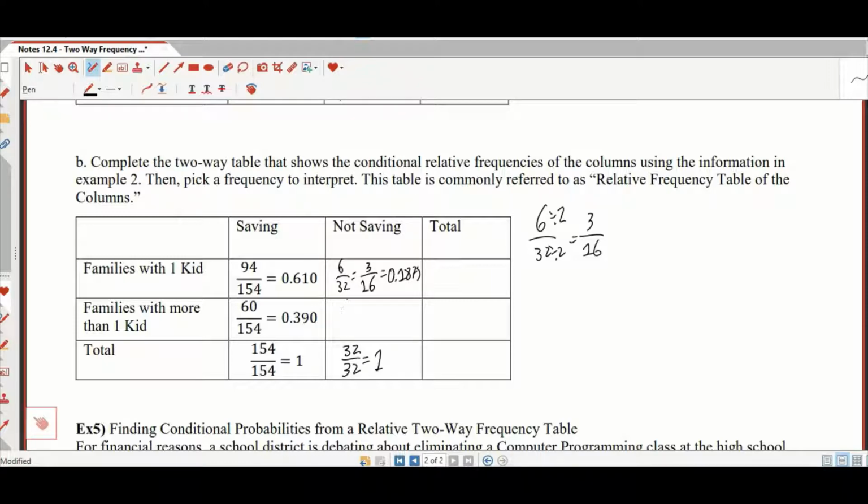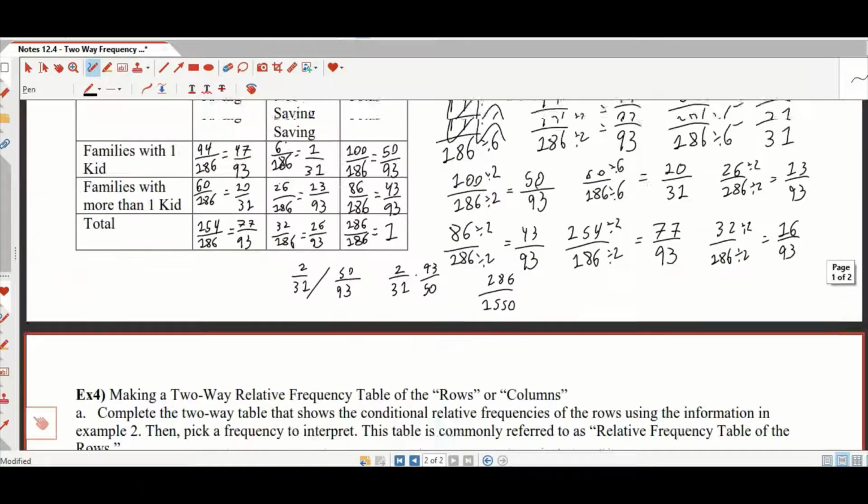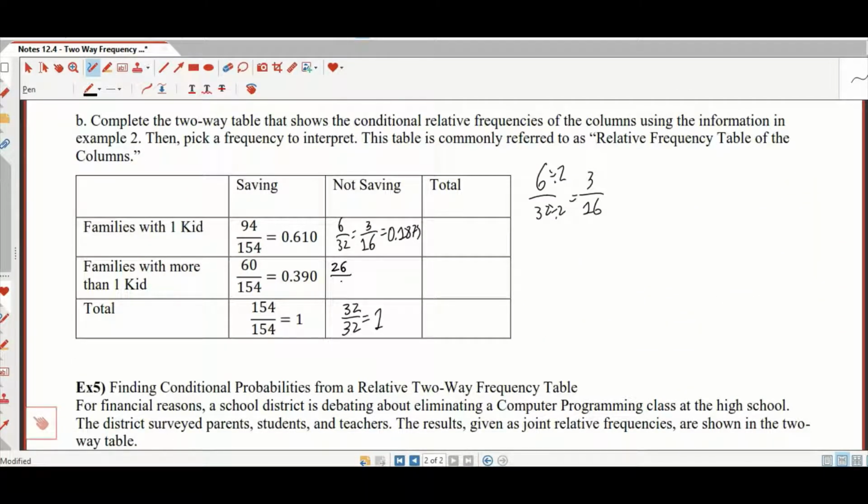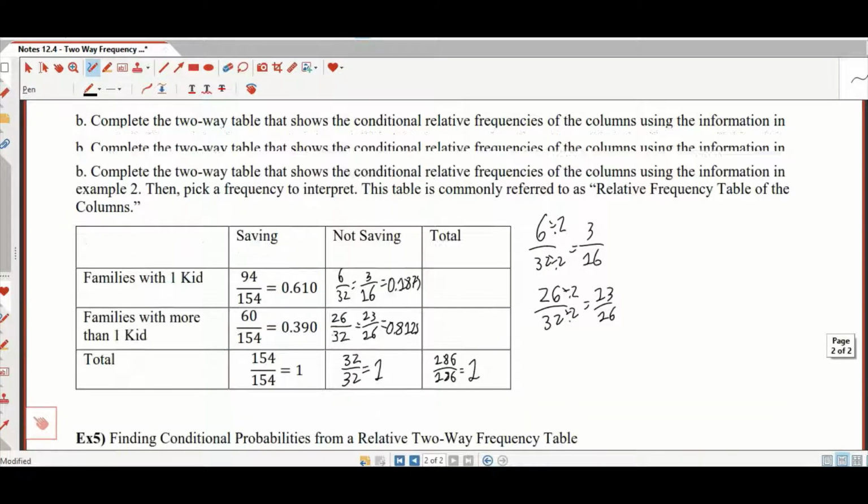Now over here, the rest of them were these guys, which I've already forgotten the number. Is it 26? It is 26 of the people who are not saving were families with more than one kid. 26 over 32, reduce that by 2, and that's 13 over 16. And 13 over 16, while not terribly nice, isn't the worst thing in the world. 81.25%, 0.8125.